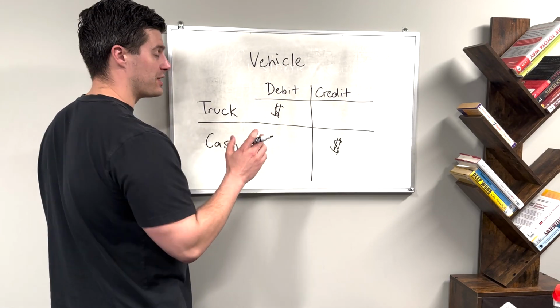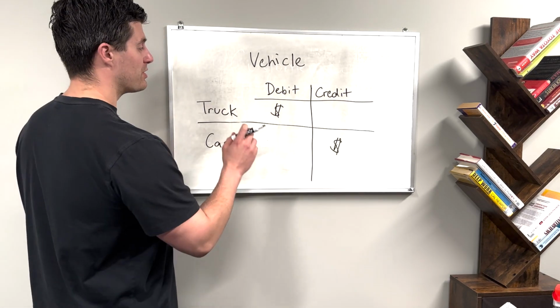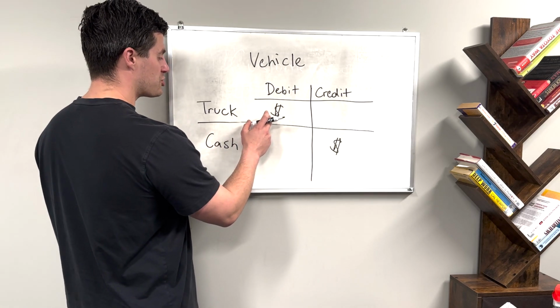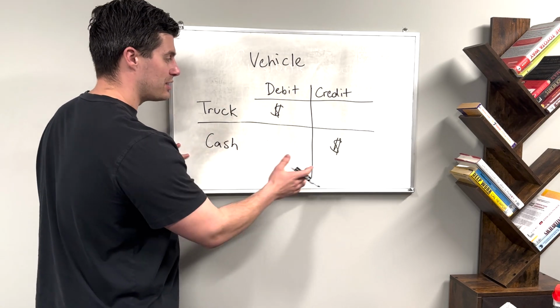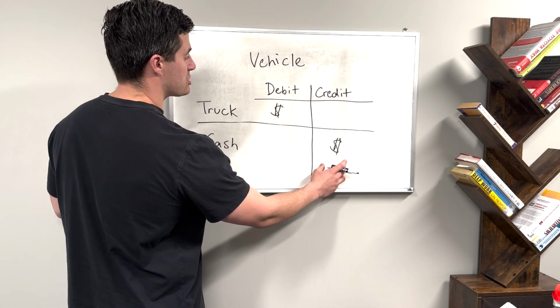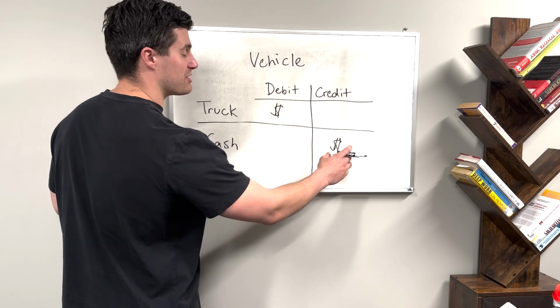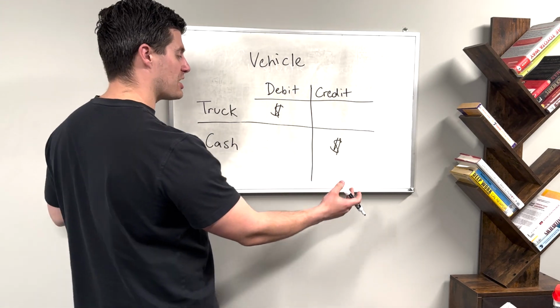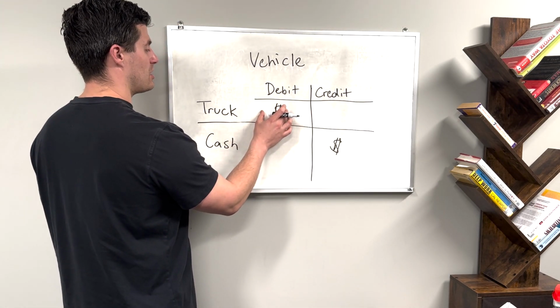Debit the truck for the amount. Look at the bill of sale, and whatever the amount of the purchase price of the truck, and then credit whatever the amount of the money that came out of the checking account. So I spent $10,000 cash for the truck, so credit cash because $10,000 came out of my checking account, and then debit $10,000 for the truck.